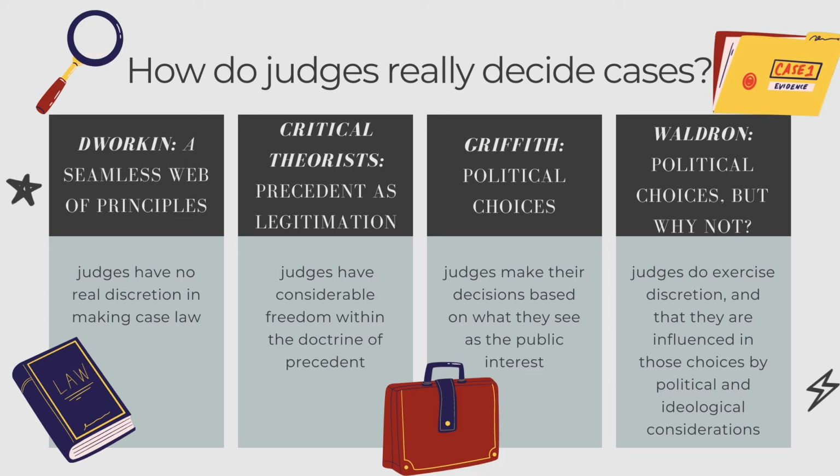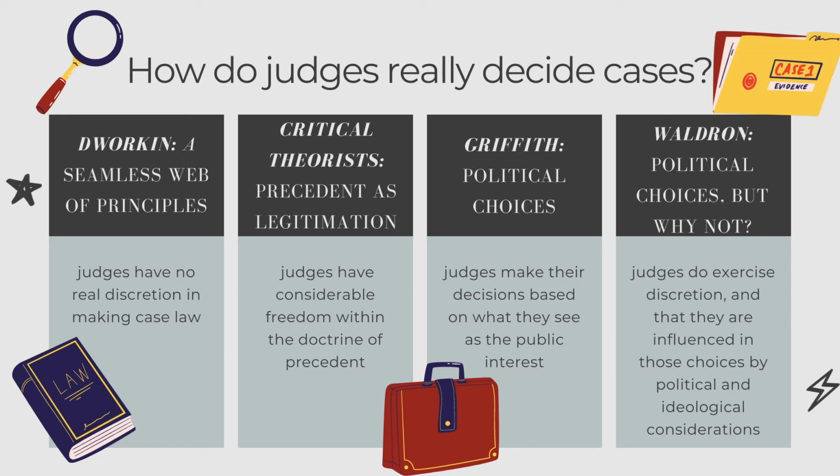The next theory is from Griffith, political choice. Judges make their decisions based on what they see as the public interest, but their view of this interest is colored by their background and their position in society. He suggested that the narrow social background of the highest judges, combined with their position as part of the established authority, leads them to believe that it is in the public interest that the established order should be maintained. In other words, those who are in charge should stay in charge.